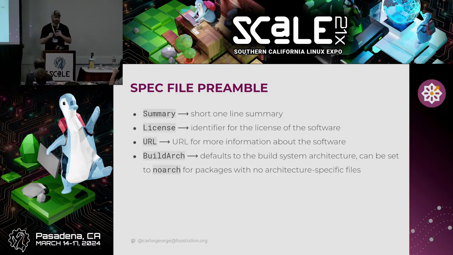The license is going to be an identifier for the license of the software, like MIT or Apache 2.0, things like that. Small note on the license thing. Fedora is in the middle of a project to standardize. We had our own system for a long time because there was no standard for short identifiers. There is now. The Linux Foundation backed a thing called SPDX, and Fedora is standardizing on using SPDX identifiers across all of our packages. Still a work in progress.